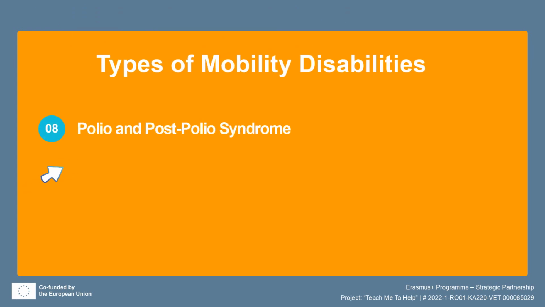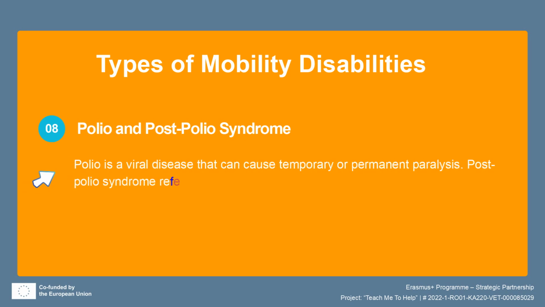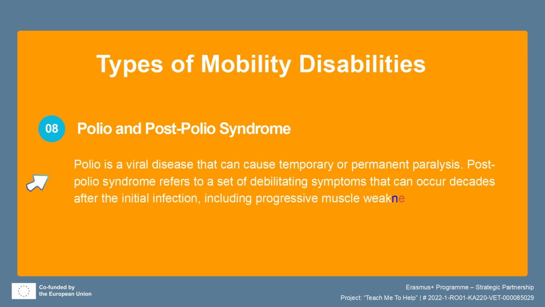Polio and post-polio syndrome. Polio is a viral disease that can cause temporary or permanent paralysis. Post-polio syndrome refers to a set of debilitating symptoms that can occur decades after the initial infection, including progressive muscle weakness and fatigue.